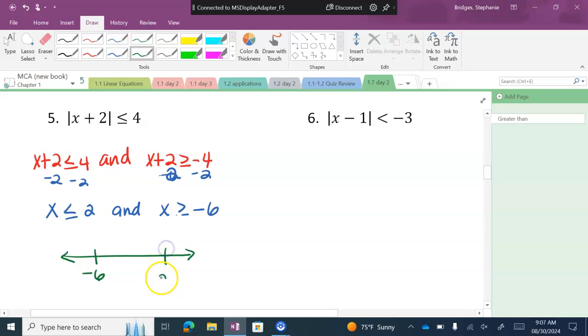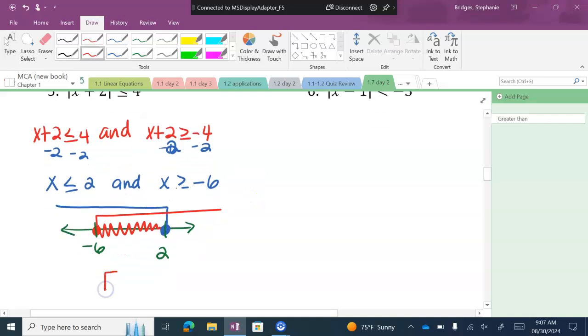Negative 6 is on the left, 2 is on the right, and I'm working through this one quickly because everybody had this one right. If I am less than or equal to 2, that is closed and going to the left. Greater than or equal to negative 6 is closed and going to the right, and we shade in the middle. And then the interval is what everybody has on their paper: bracket negative 6 comma 2 bracket.